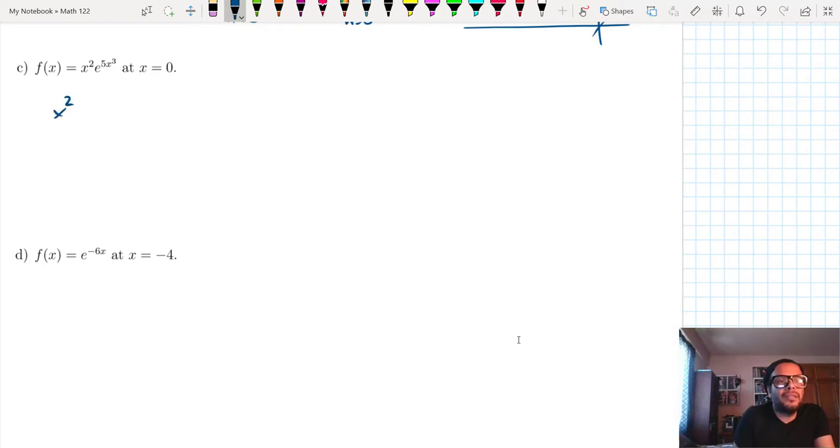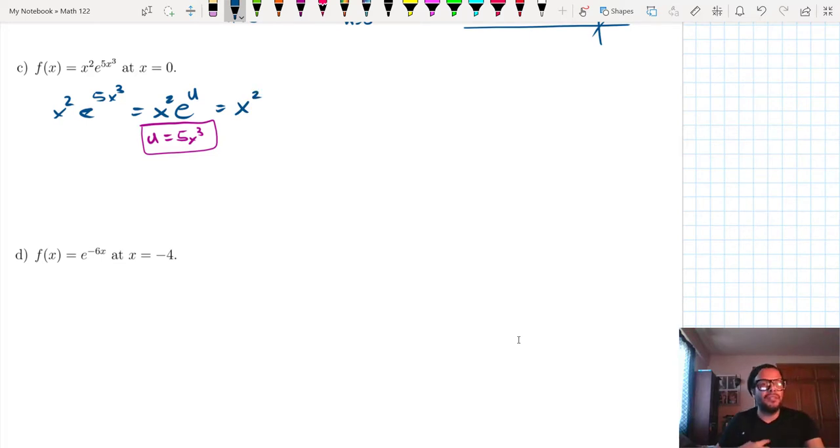I'm going to write x squared e to the 5x cubed. I'm going to ignore the first x squared for a second. I'm just going to leave it as e to the u, where u equals 5x cubed. Okay, so I'm going to write x squared. And again, what is the series representation for e to the u? That's sigma n equals 0 to infinity of u to the n over n factorial. But what is u for us?